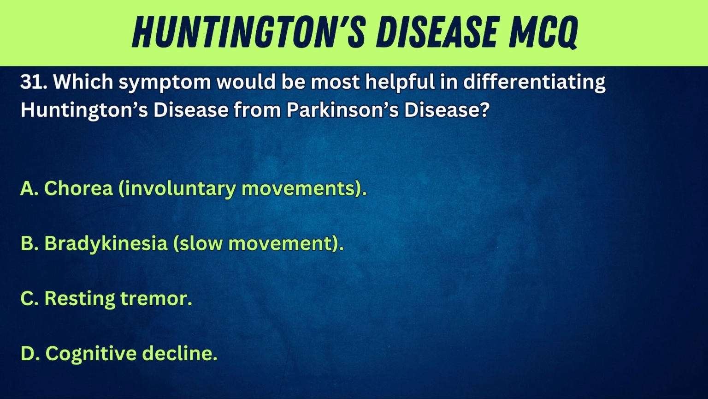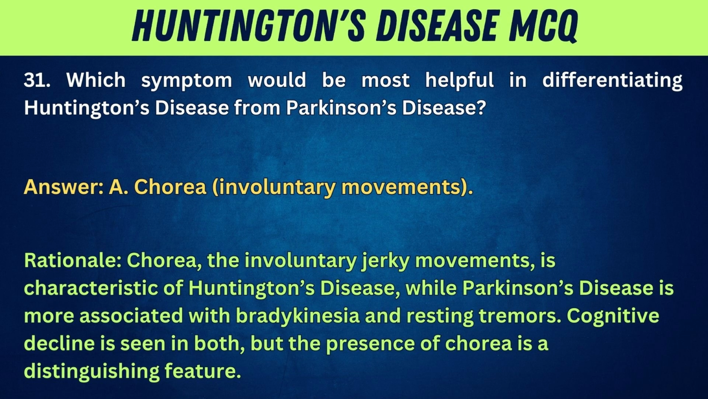31. Which symptom would be most helpful in differentiating Huntington's disease from Parkinson's disease? A. Chorea, involuntary movements. B. Bradykinesia, slow movement. C. Resting tremor. D. Cognitive decline. Answer: A. Chorea, involuntary movements. Rationale: Chorea, the involuntary jerky movements, is characteristic of Huntington's disease, while Parkinson's disease is more associated with bradykinesia and resting tremors. Cognitive decline is seen in both, but the presence of chorea is a distinguishing feature.